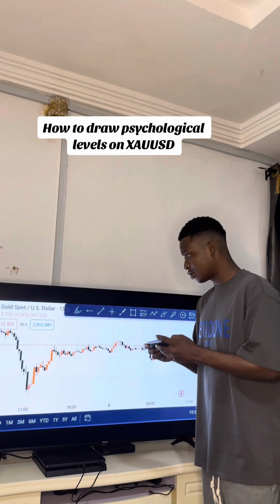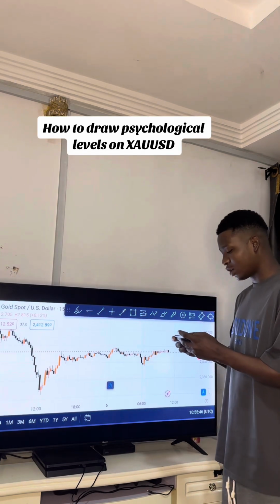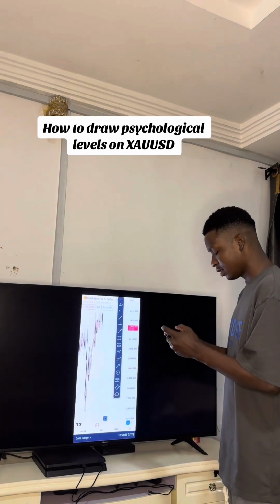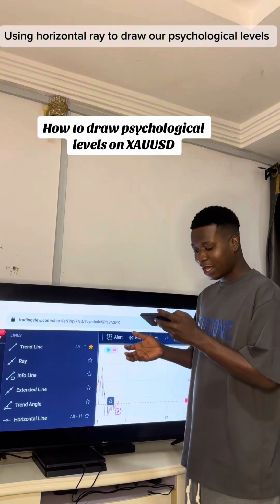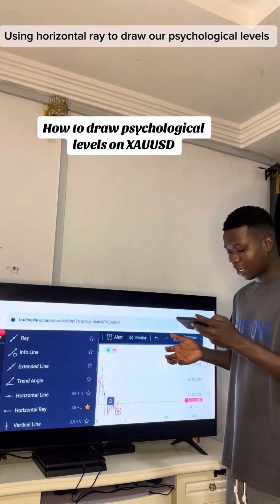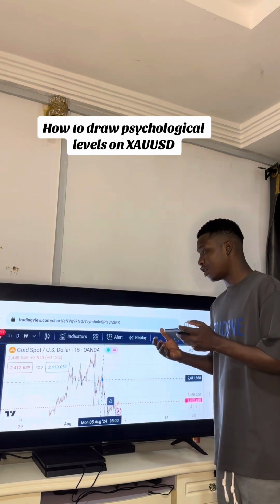Okay, let's get right into it. Now we are already on gold, and as you can see, we're going to be using this horizontal ray to draw our psychological zone.